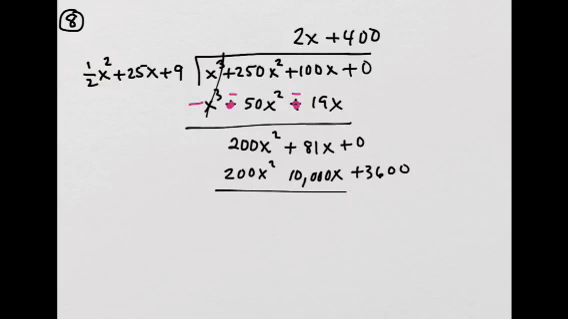Okay, so now I'm going to subtract or add the opposite. So this is a minus, this is a minus, and this is a minus. Okay, so now combine like terms or add. Okay, so you get that. And then you get negative 10,000 plus 81 gives you negative 9,919.